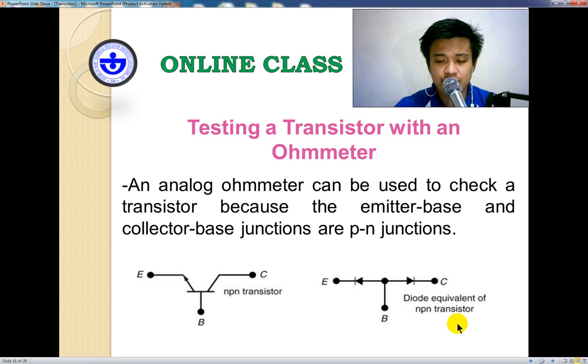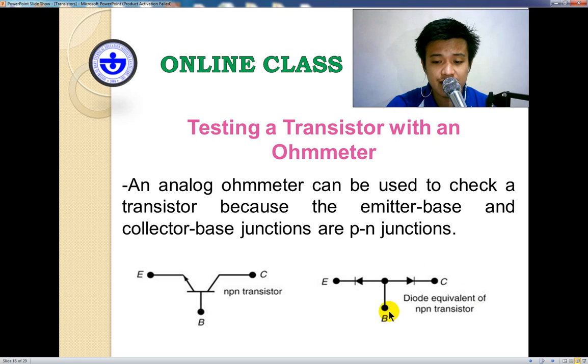So how to test a transistor with the ohmmeter. We discussed this in the previous video on how to test a diode using an ohmmeter. Now the same thing applies here, because if this is our transistor, for example, the transistor in reality can be compared to two diodes connected either positive to positive or negative to negative, depending on the type of transistor that we have. So if this is our NPN transistor, it means the base will be positive, and it can be illustrated this way as a diode.